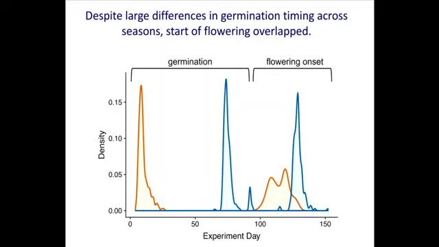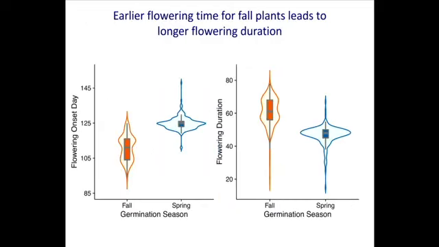So the flowering overlapped. What we did find was a difference in flowering onset. I'm just flipping those distributions on their side now to contrast the differences here. So the flowering onset day differed significantly for fall and spring. That's the day of the year that they start flowering. And what this meant was that there was a difference in flowering duration. So fall plants keep flowering for longer than spring plants.